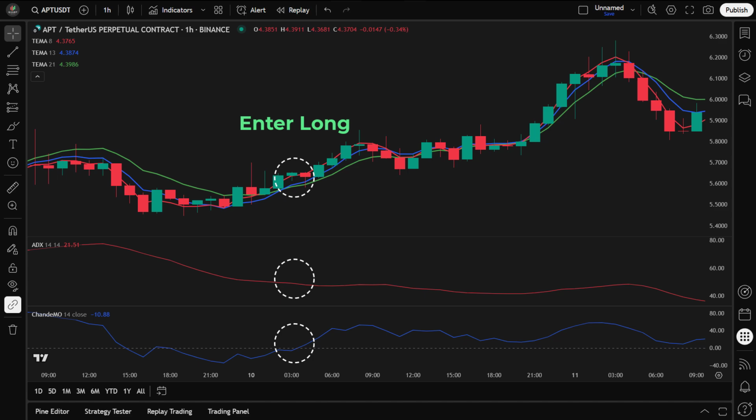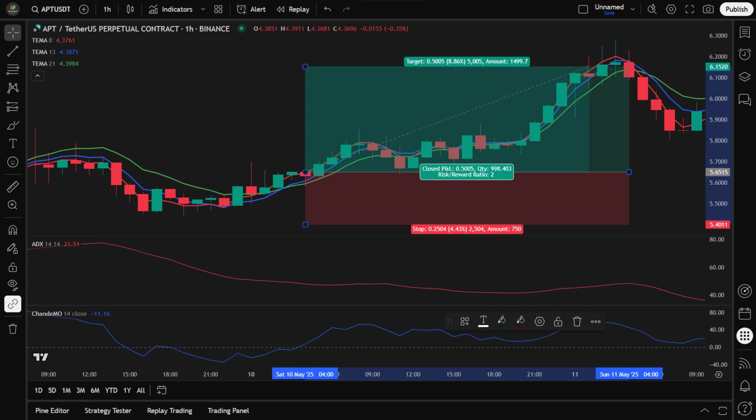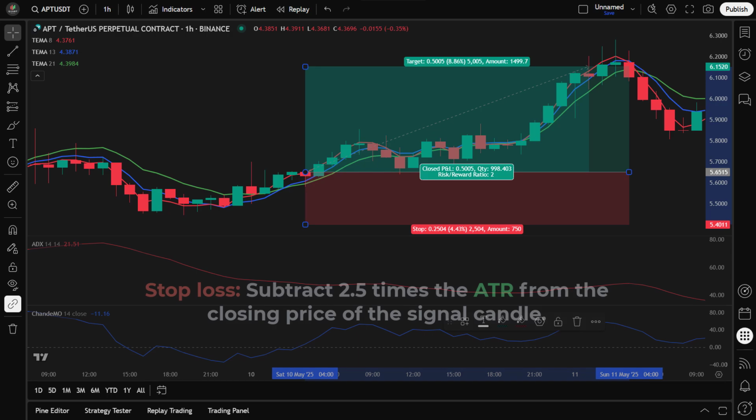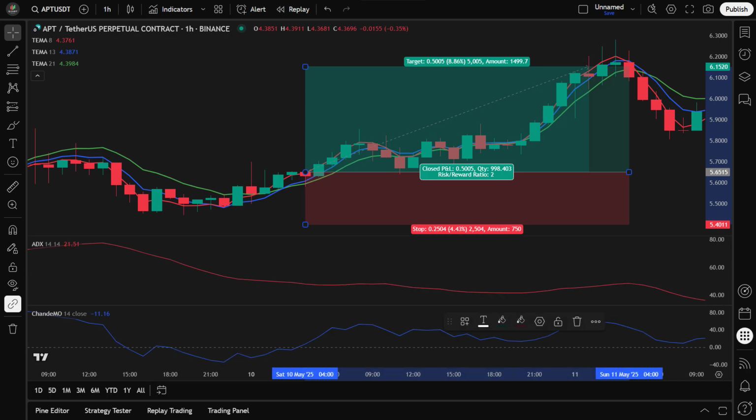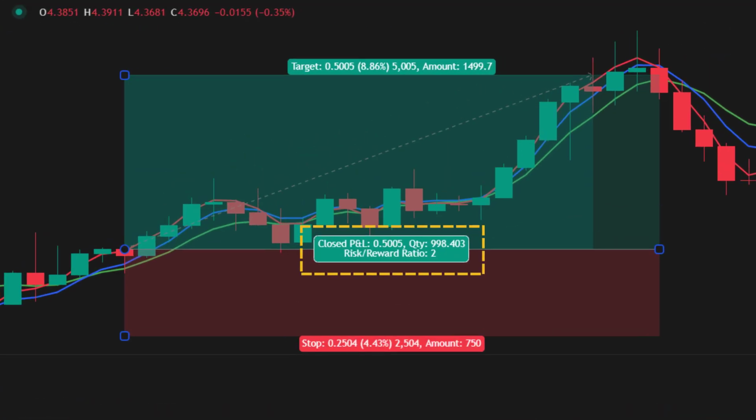Here's how we manage risk in this setup. Place the stop loss just below the low of the signal candle. To give the trade some breathing room, subtract 2.5 times the average true range, ATR, from the closing price of the signal candle. This adjustment helps account for normal price volatility while still keeping your risk in check. Take profit. Use a 2-to-1 reward to risk ratio. That means the distance from your entry to take profit should be twice the distance between your entry and stop loss. When the price closes above our take profit level, we close the trade and lock in profits.